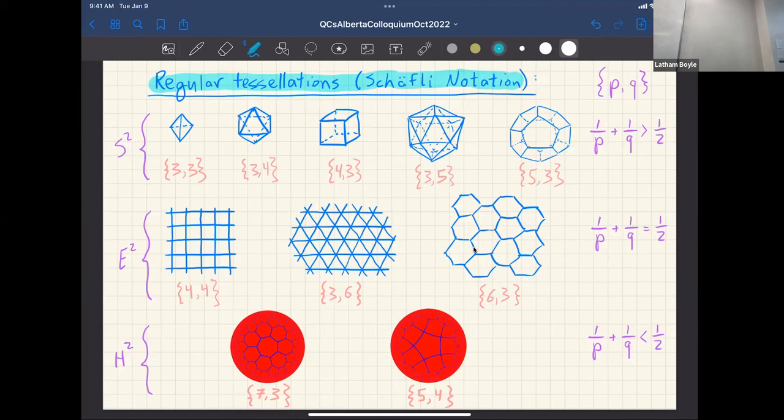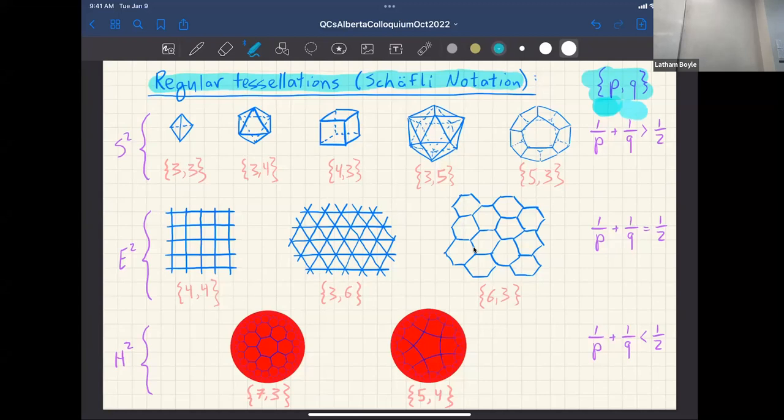Sorry about this. Okay. So in this notation, for a tiling of a two-dimensional space, you call it a PQ tiling, and what that means is that it's made of regular p-gons, like a three-gon would be an equilateral triangle, Q of which meet at every vertex.